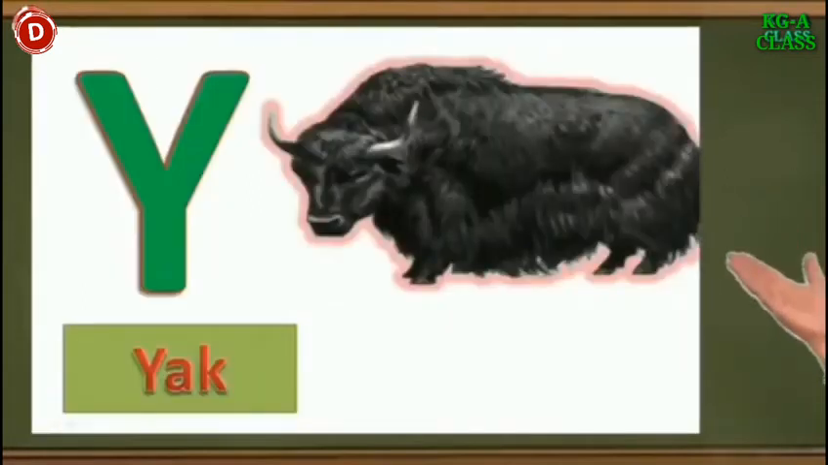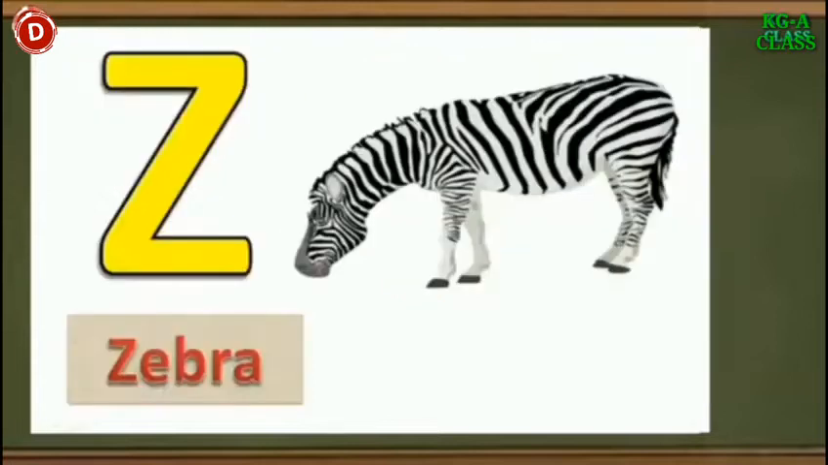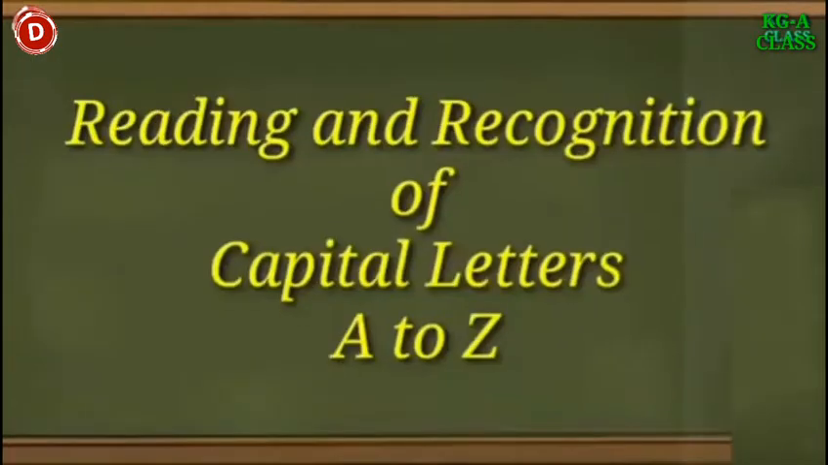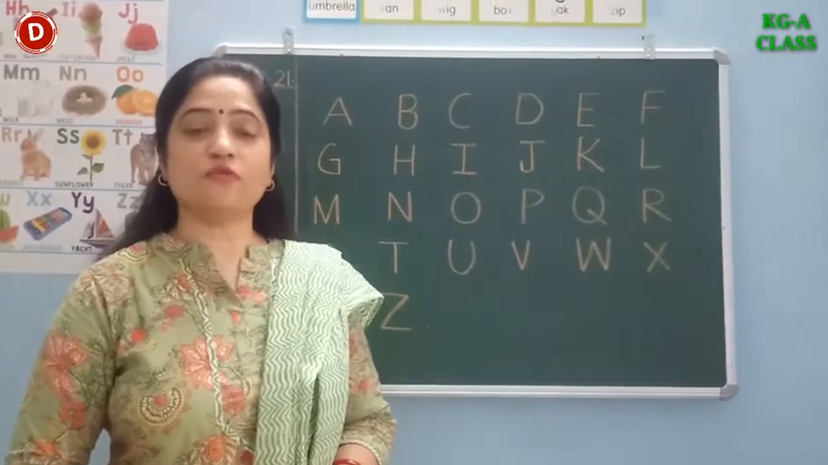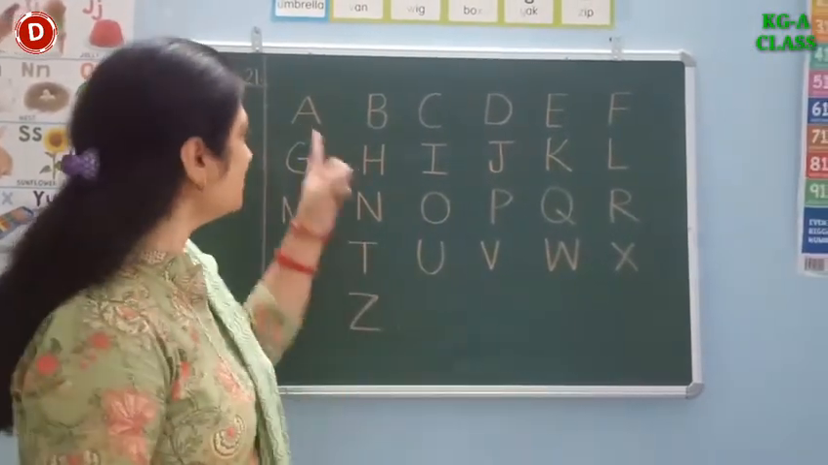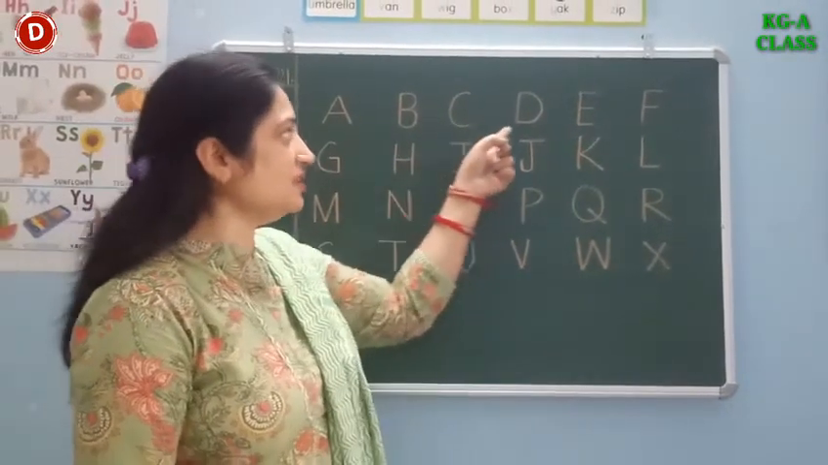Children, this is capital Y. Y for yak. And now comes the last letter. This is Z. Z for zebra. Children, in this way, you have to learn to read and recognize capital letters A to Z with the help of pictures. Children, now it's time to revise phonic songs of the letters A, B, C, D and E.